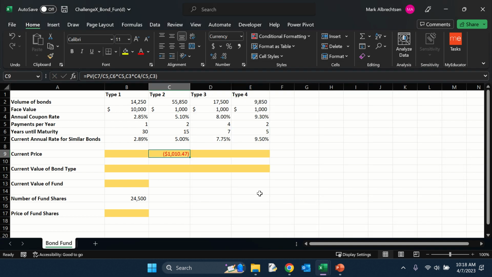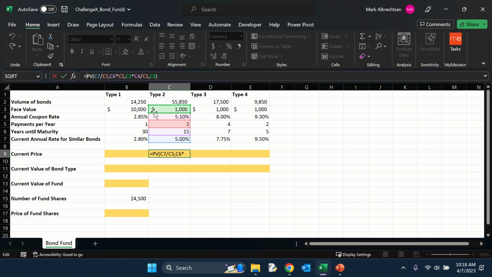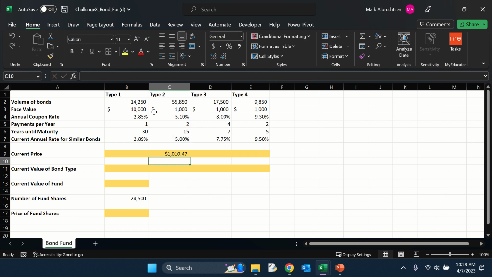Okay, we'll click OK. And I'm going to throw in a negative sign in front of this just so that it appears as a positive number. And then we can go ahead and copy and paste that. So we've made our formula versatile enough so that it can handle however many payments per year are made and however many years. So that makes it so we can just copy across.